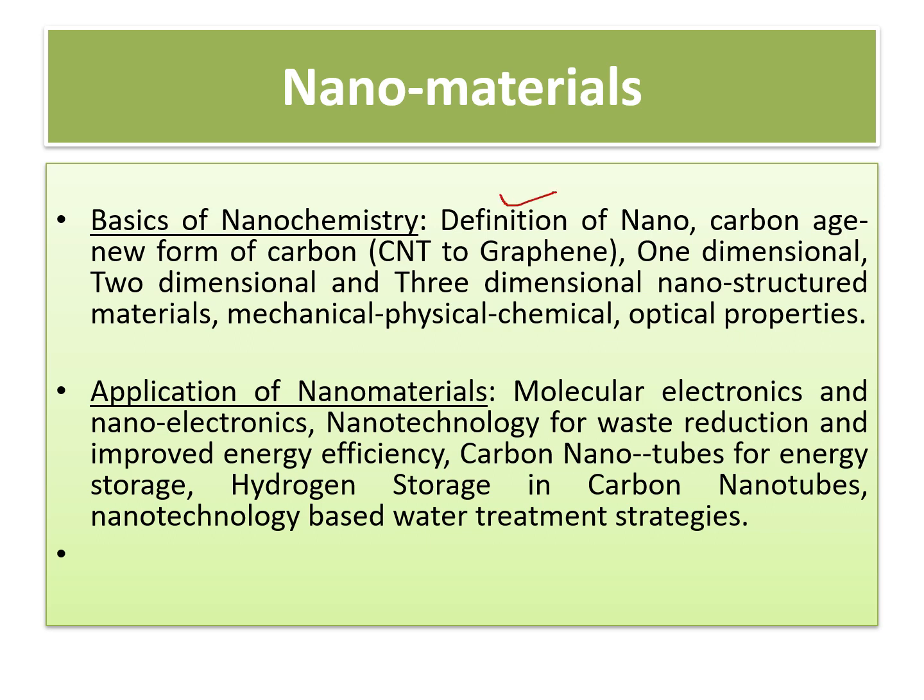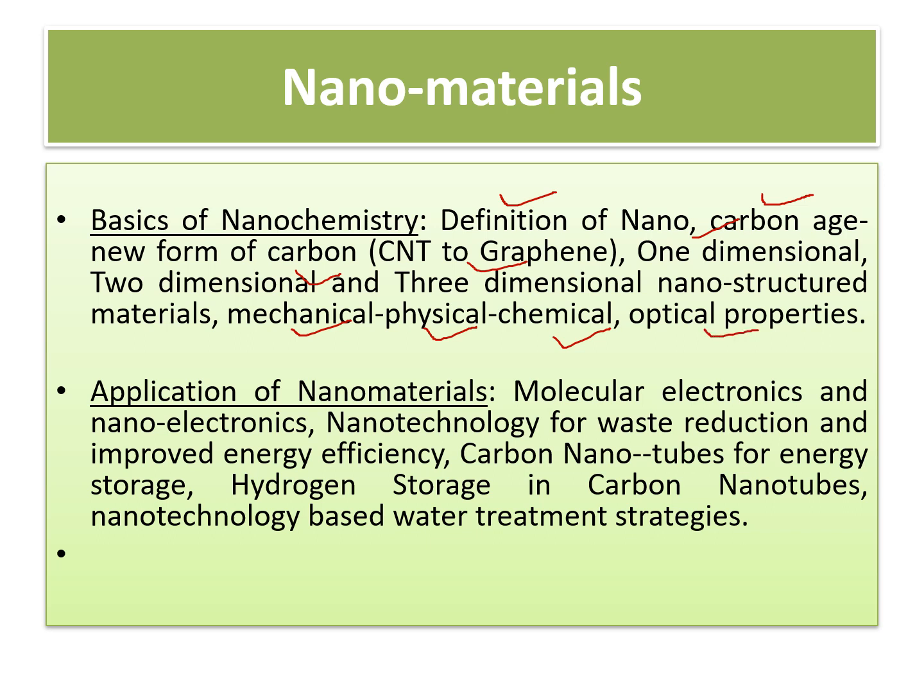It includes the definition of nano, then carbon in new forms of carbon, that is the carbon nanotube to the graphene, one dimensional, two dimensional and three dimensional nanostructured materials, and their different properties like mechanical, physical, chemical and the different optical properties, right?